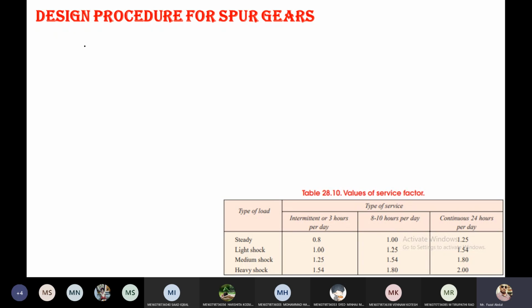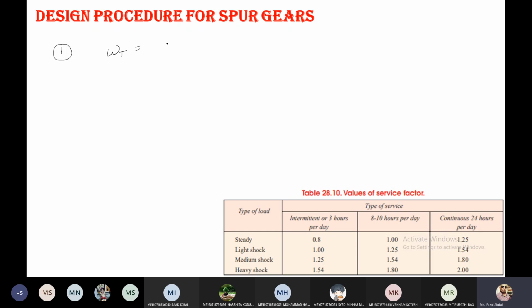So in the last class we went up to this topic, design procedure for spur gear. In the design procedure, again I am repeating what the procedure is. Already we completed two points in this topic. First, we have to design the tangential load capacity, that is WT.